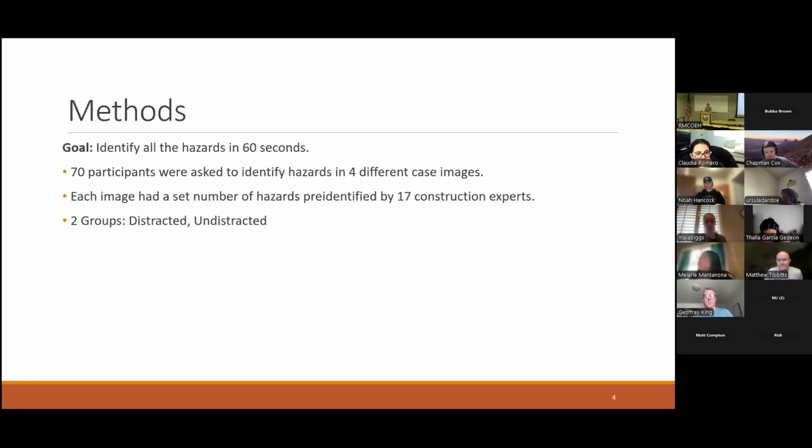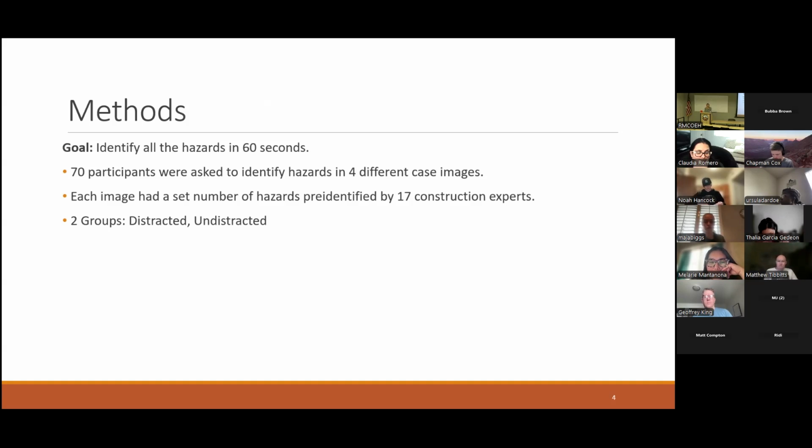So this is a little bit about their methods, and I felt like their methods were a little hard to follow, especially with how they set up the distracted and undistracted groups. So it's a little interactive after this. But basically, the goal of each trial was to have the participant identify all the hazards in 60 seconds that were in each case image.